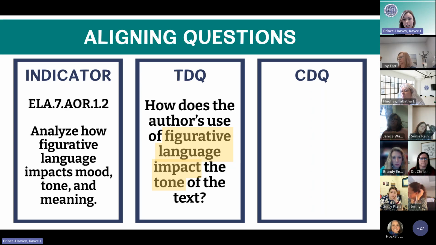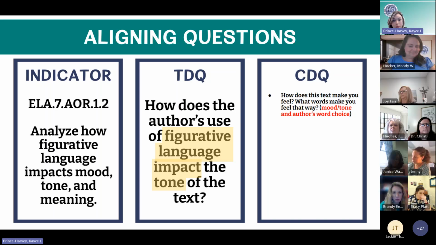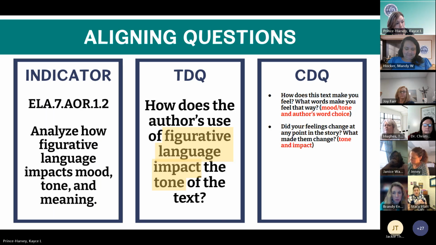And so one way that we can build into that TDQ is through some CDQs, like how does this text make you feel? What words make you feel that way? So these are going to be those questions that are indicator language adjacent. So they're going to hit mood and tone and author's word choice, but not necessarily using the indicator language. And we can use that to build in. Same thing with, did your feelings change at any point in the story? What made them change? And that's going to hit tone and impact.